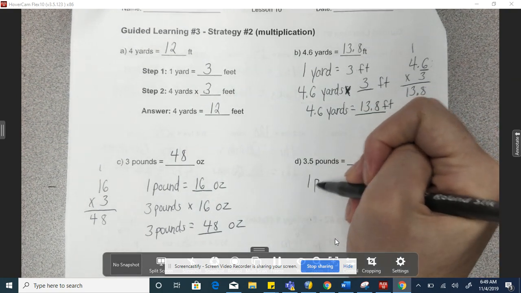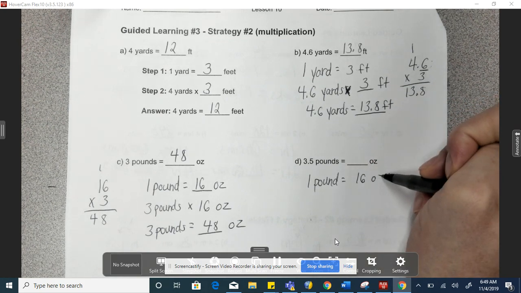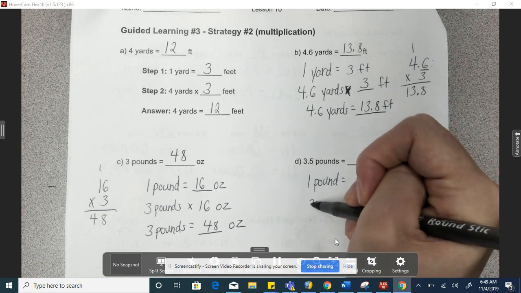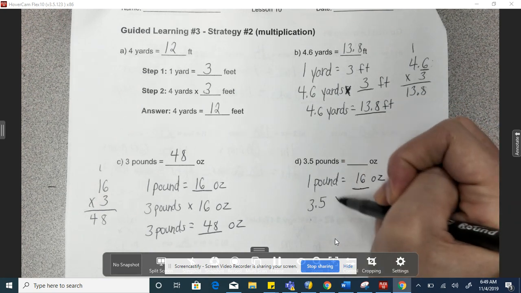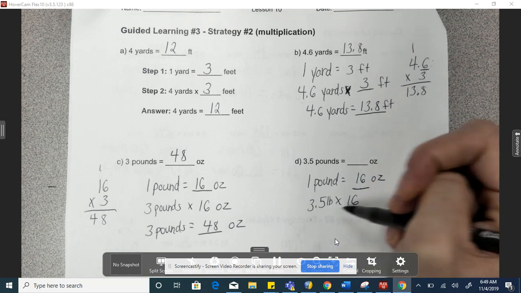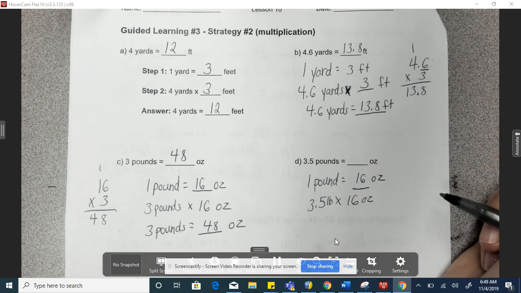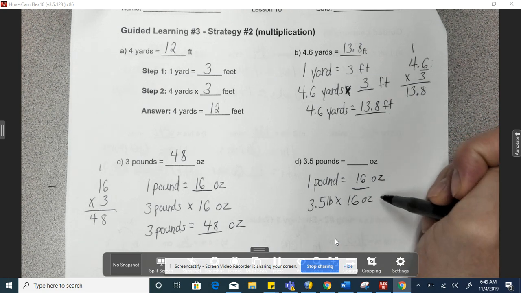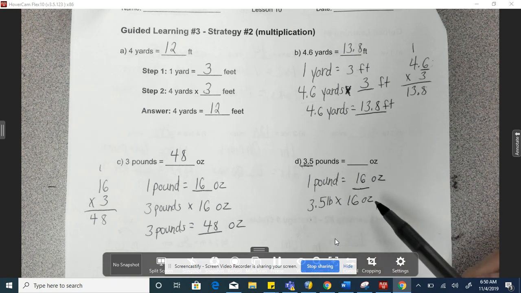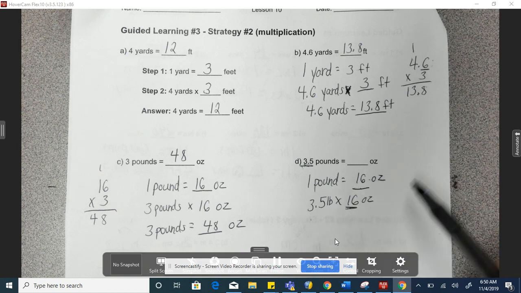Let's do the same thing over here using a decimal. For every 1 pound, I know that there are 16 ounces. So that means if there's 3 5/10 pounds, I'm going to multiply that by 16 ounces. Just to remind you, LB is the abbreviation for pounds, and OZ is the abbreviation for ounces. So I'm multiplying 3 5/10, which is the number I'm starting with up here, by 16 because there's 16 ounces in every pound.